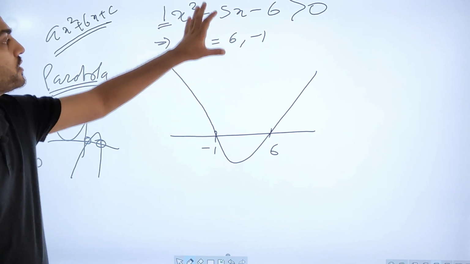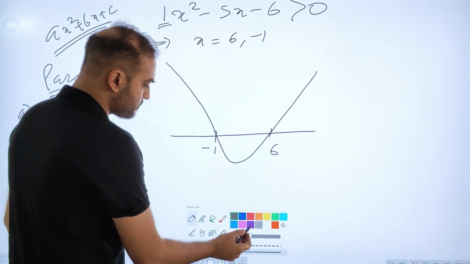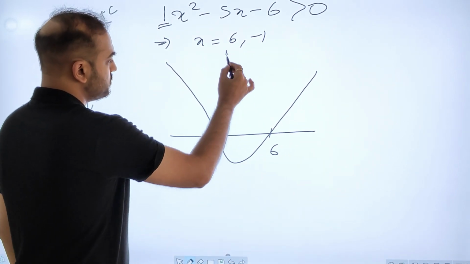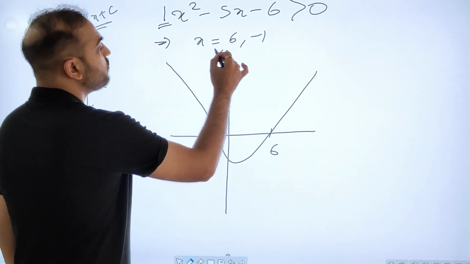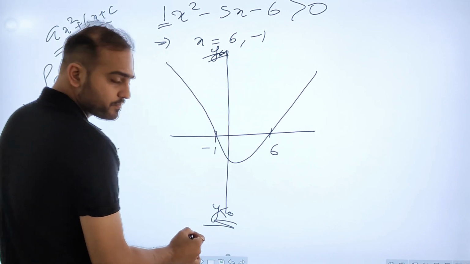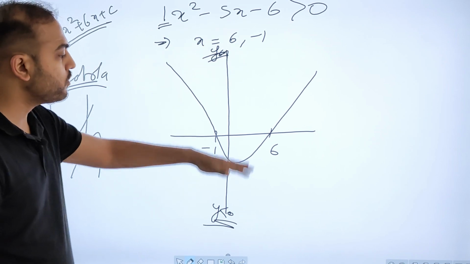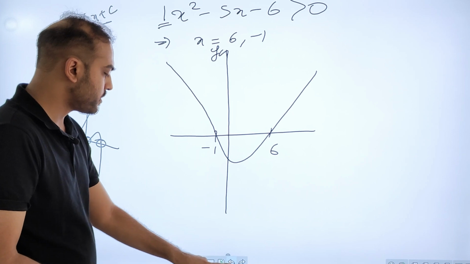Okay, this is how the graph for this function will look. Now if I draw my y-axis also, you know y is positive here and y is negative here. Above the x-axis y is positive, below the x-axis y is negative, right?